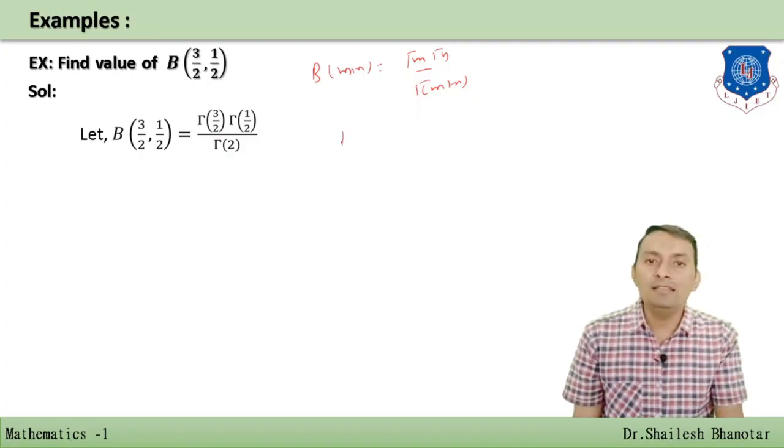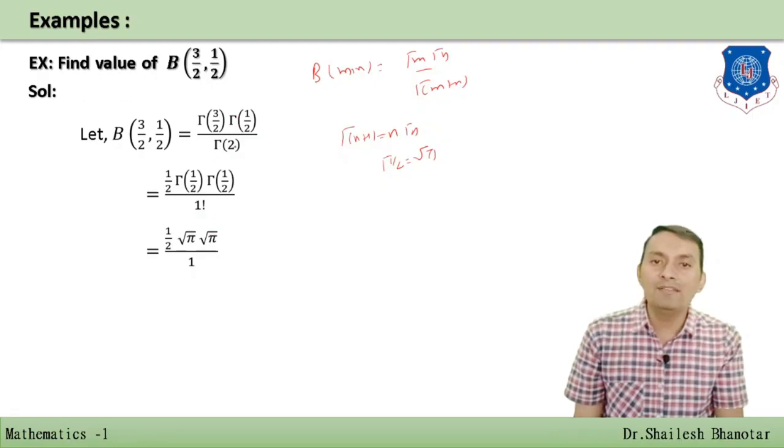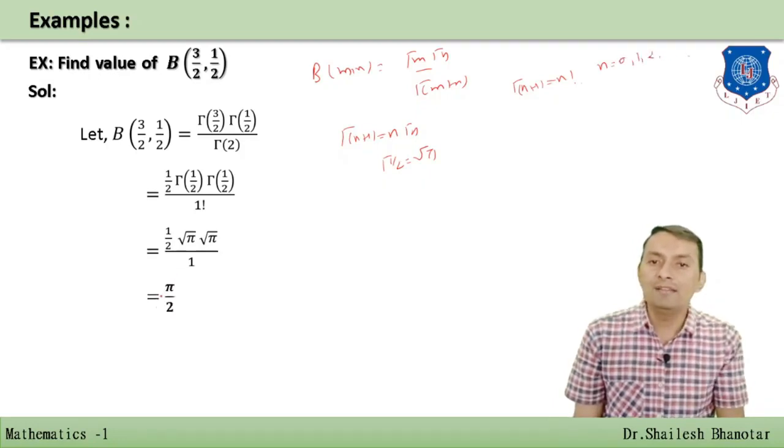But when we apply that gamma n plus 1 is nothing but n into gamma n, what will I get? Gamma 3 by 2 can be written as 1 by 2 into gamma 1 by 2, but what is gamma 1 by 2? Gamma 1 by 2 is nothing but square root of pi. So I will get 1 by 2 into square root of pi, and gamma 1 by 2 is again square root of pi, divided by gamma 2. When we observe that gamma n plus 1 is nothing but n factorial whenever we have non-negative integers, we will get pi divided by 2.